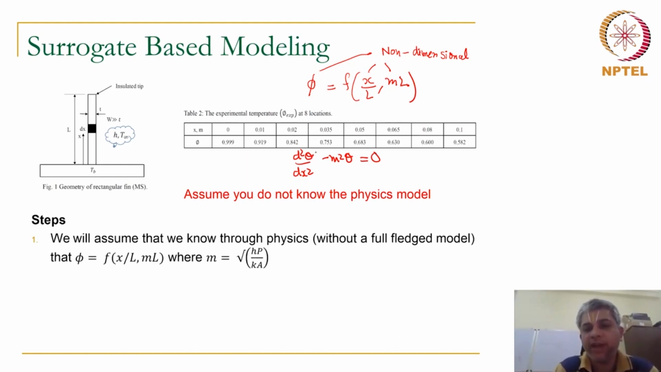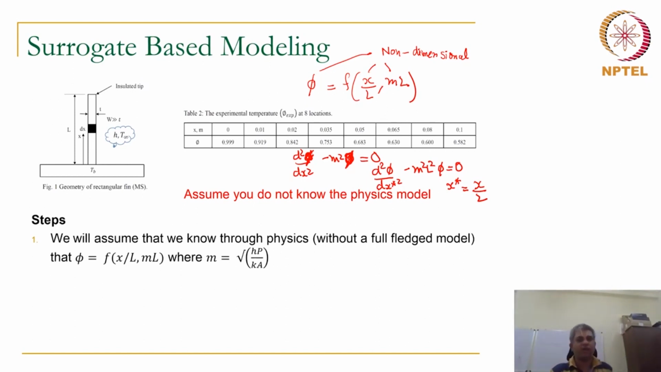Now, if I divide by theta at the base, this becomes d square phi minus m square phi. Now, if I multiply and divide by L, this will become d square phi dx star square minus m square L square phi. I am skipping a few steps just in the interest of time. x star is x by L. And why should we write it in this form? We write it in this form because this is non-dimensional and that's the most appropriate form in general to deal with any kind of equation.